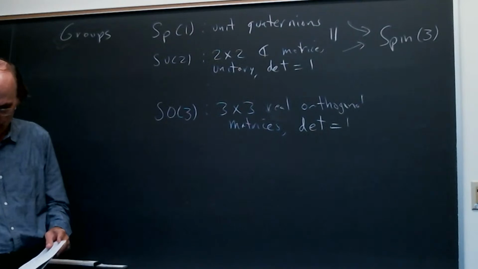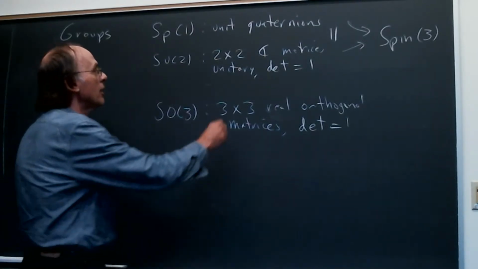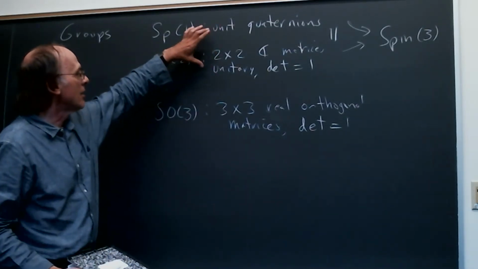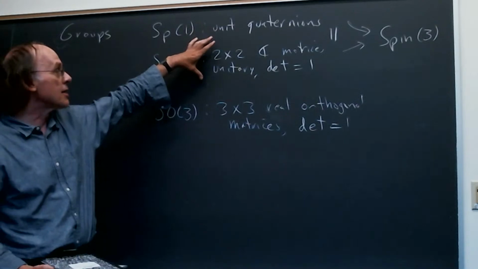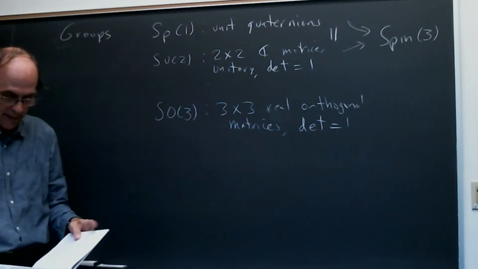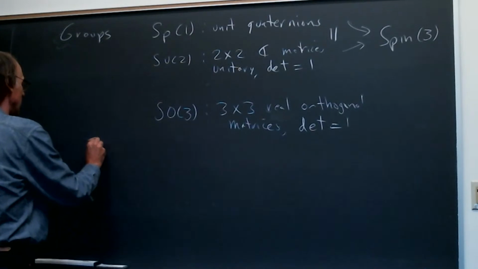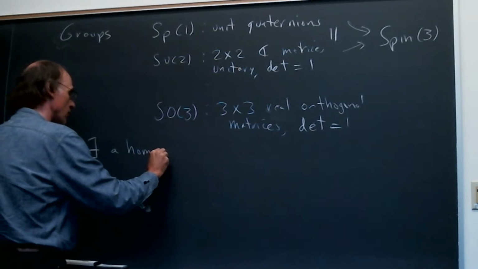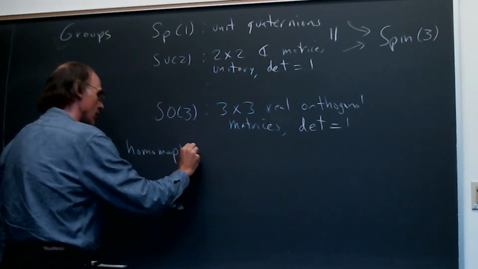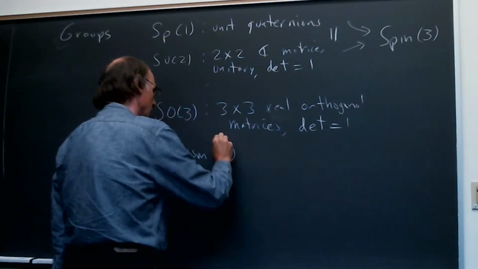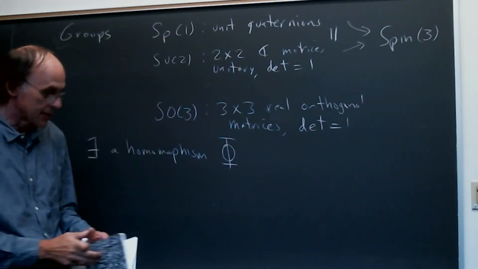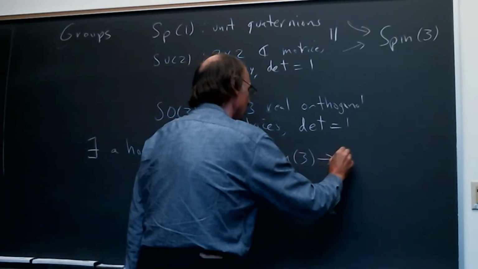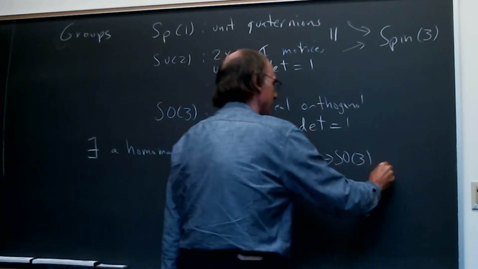Okay, and then now the relationship between these things. That is what's subtle, and it's given by this map. So there exists a homomorphism, I'm going to write this down, from Spin 3 to SO3, and that's a double cover.